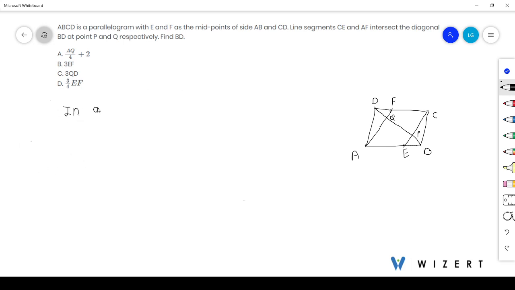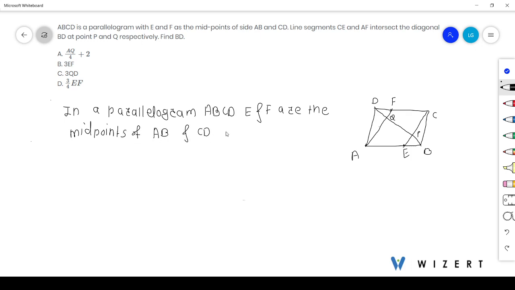As in a parallelogram ABCD, E and F are the midpoints of AB and CD respectively.